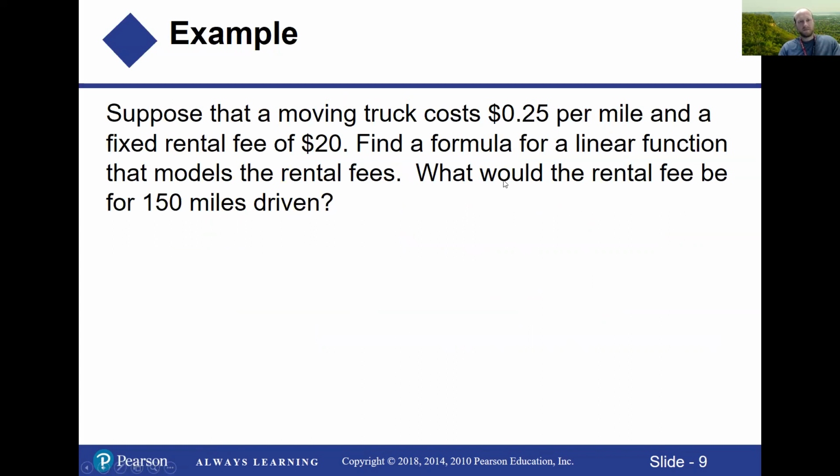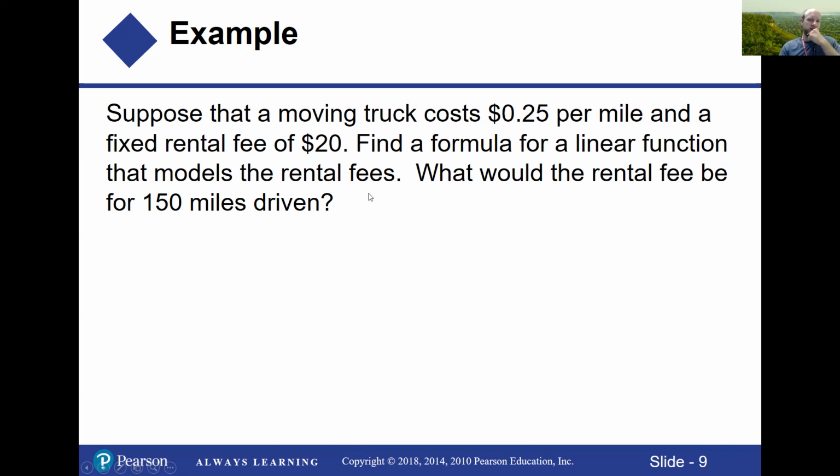It'll make more sense. So suppose a moving truck costs 25 cents a mile, and there's a fixed rental fee of $20. Find a formula for a linear function that models the rental fees. Okay, what would the rental fee be for 150 miles driven?